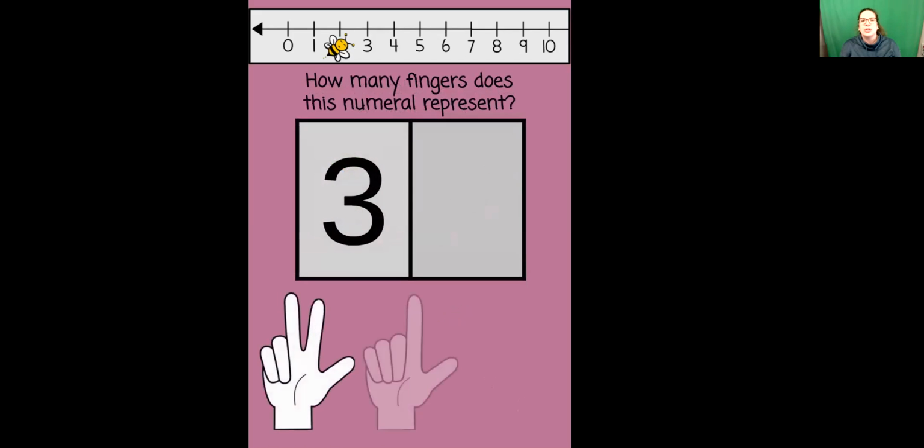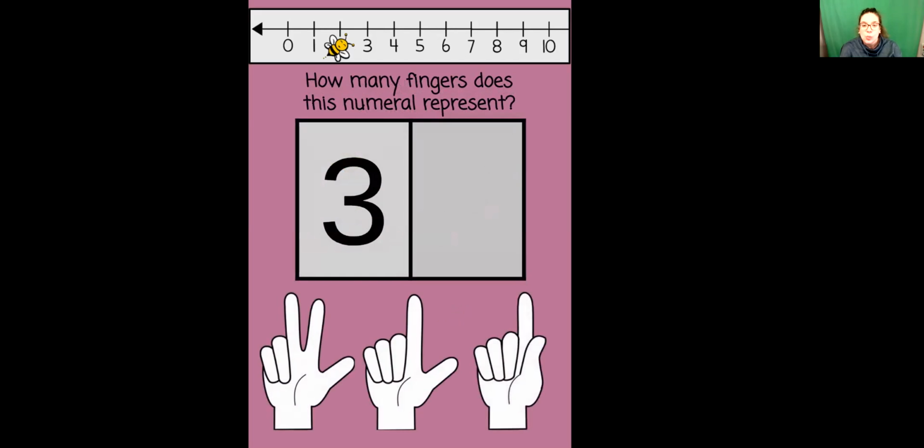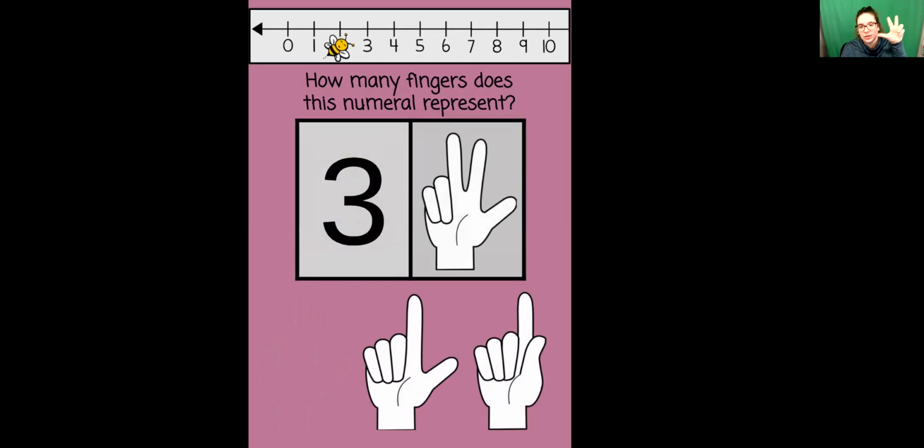Now the numeral three represents the quantity three, which means three of something. So let's check out this numeral here. How many fingers represent the number three? Where do you see a hand that looks like this with three fingers pointing up? You found it. The number three represents three fingers.